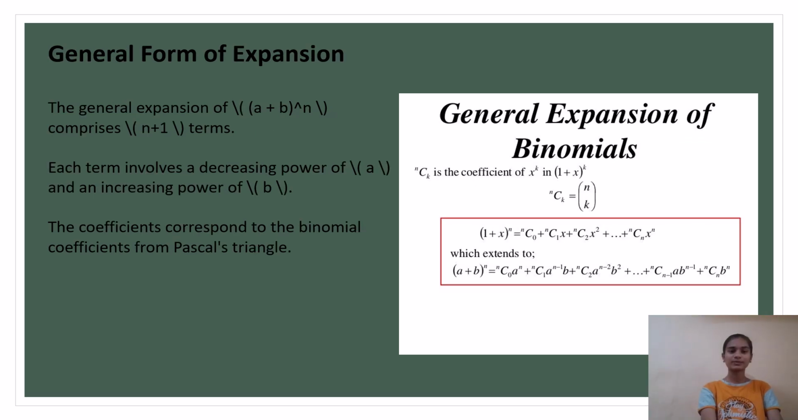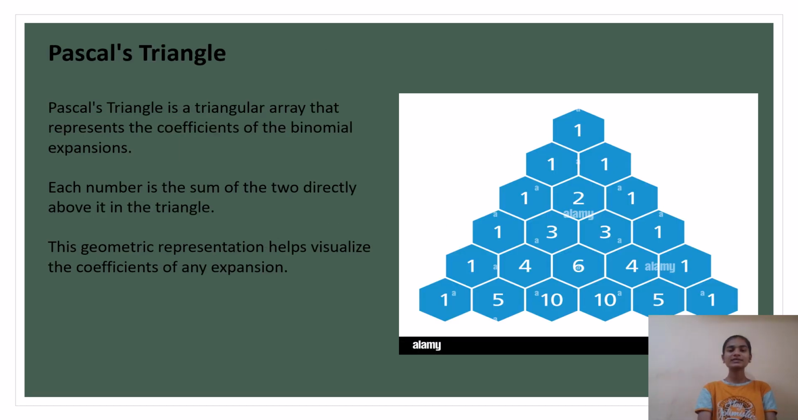The general form of expansion. The general expansion of the binomial theorem, (a + b) to the power of n, comprises n plus 1 terms. Each term involves a decreasing power of a and an increasing power of b. The coefficients correspond to the binomial coefficients from Pascal's triangle. Pascal's triangle is a triangular array that represents the coefficients of binomial expansion. Each number is the sum of the two directly above it in the triangle. The geometric representation helps to visualize the coefficients of an expansion.